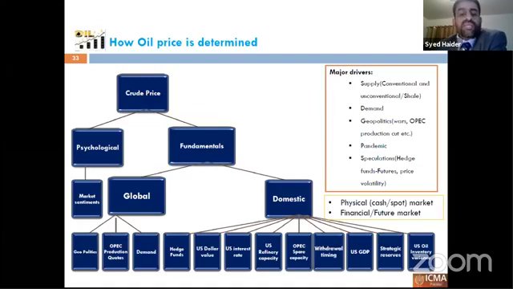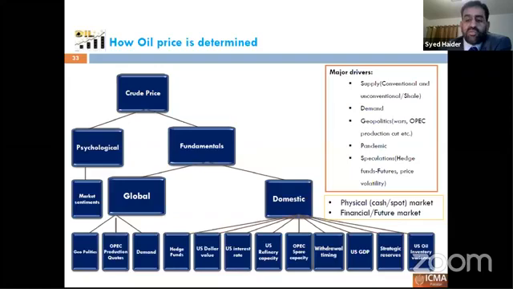The oil price is basically determined on the basis of two major things. One is very psychological, and one is very fundamental. The fundamentals include all the other different factors. Psychologically, as we see in the stock market, the share price goes up and down. The same is the case with the crude price. Market sentiment plays a very important role in the psychological pricing of oil; any tweet from Trump makes the oil price go up and down. So these are sentiments that impact the market.